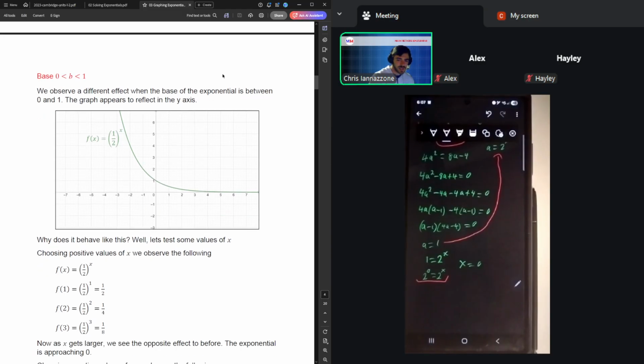Any questions as to how that works? Because if you guys haven't done it yet, this is the first time you'll come across a graph that has this sort of behavior, where it has multiple ways of reflecting.